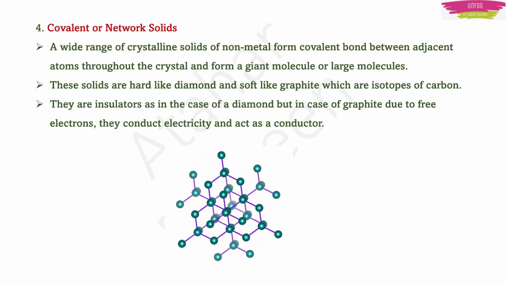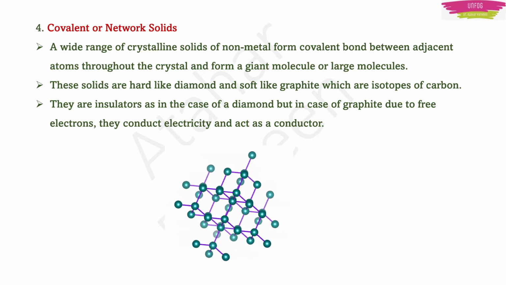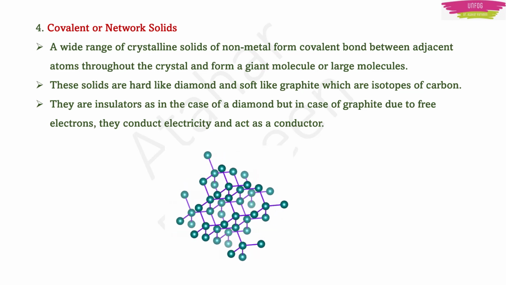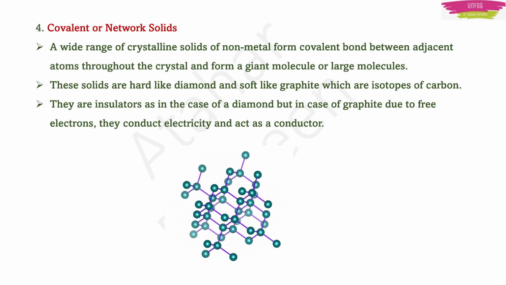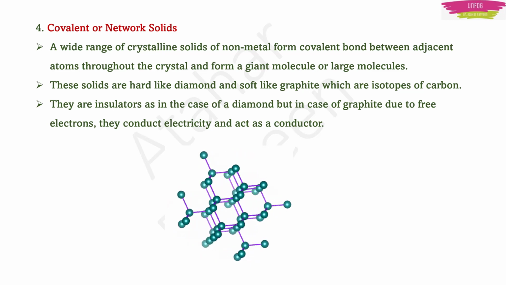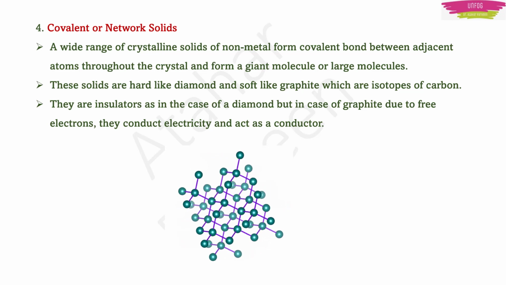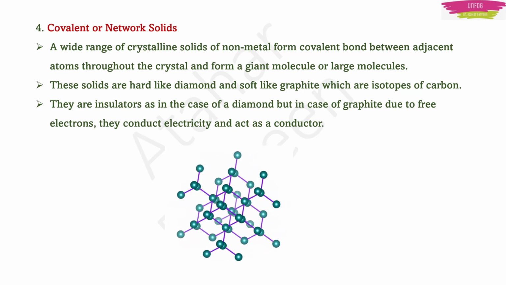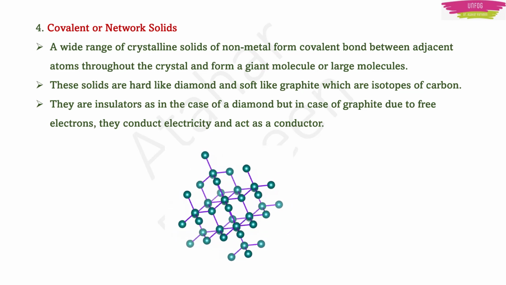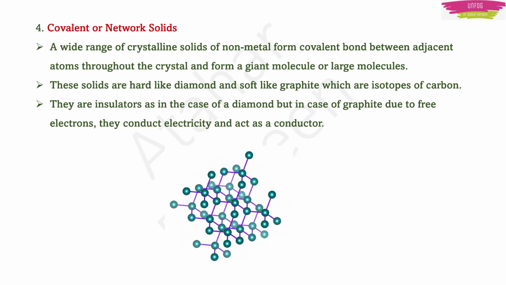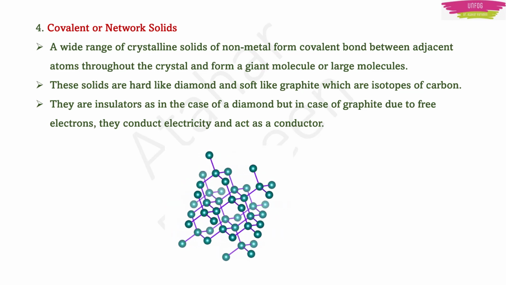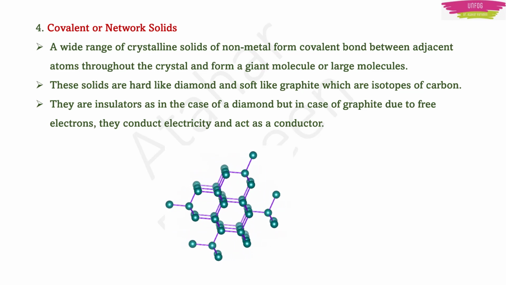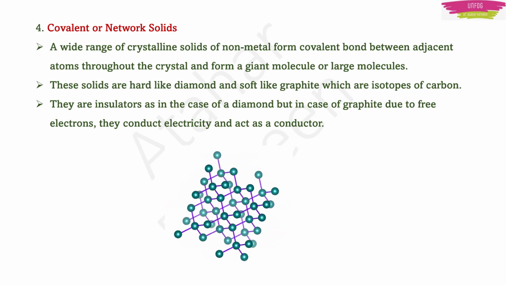Now I am showing you here the cage of graphite. It is actually the graphite structure. You can see the three-dimensional picture of the graphite structure here, how atoms are placed in the corners of a hexagon. So this is an example of a covalent solid. You have to remember this very important point, that diamond and graphite are examples of covalent or network solids.